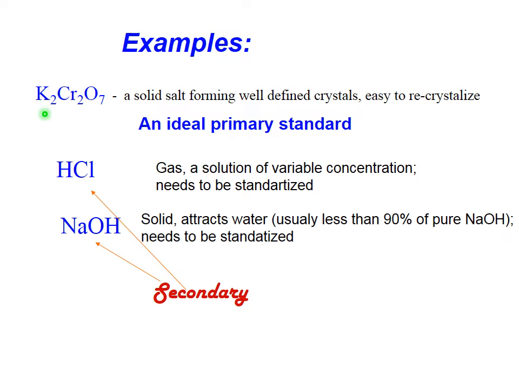Now some examples. Potassium dichromate, solid salt, forms very defined crystals, easy to recrystallize. You can weigh it and make solution. HCl is a gas, making solution of variable concentration. Weighing is possible, but very tricky. Usually it needs to be standardized.